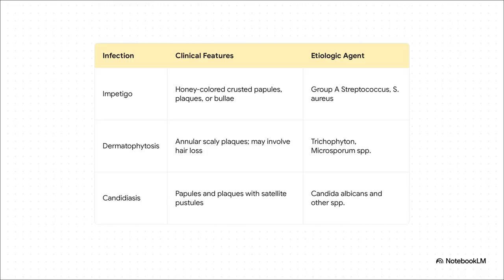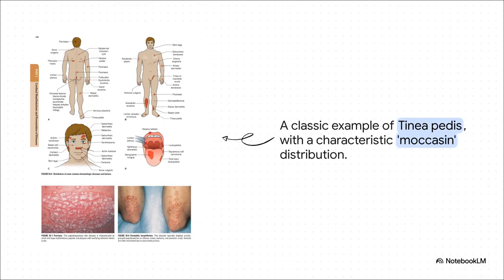Learning these classic descriptions is all about pattern recognition. And here's a perfect example. What you're looking at is tinea pedis, a fungal infection of the foot. Look at that characteristic moccasin distribution. It covers the sole, the heel, and the sides of the foot, just like a moccasin would. Seeing that pattern is so suggestive of the diagnosis, you're already pretty sure what it is even before you scrape it for a KOH prep to confirm.